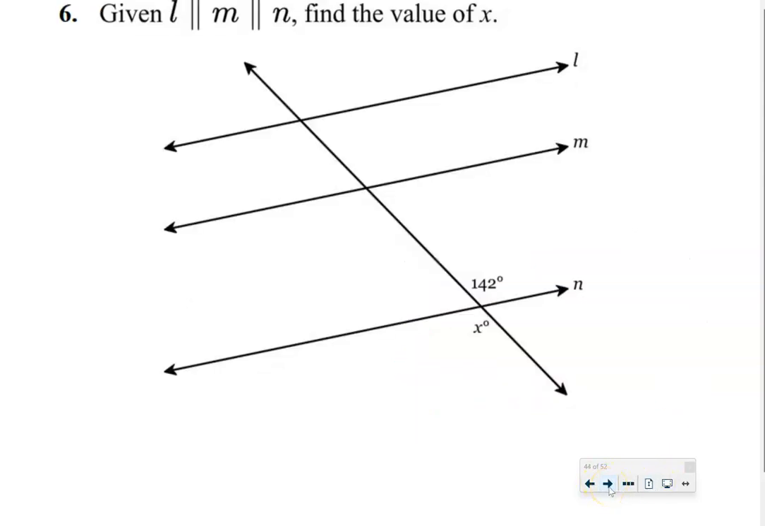All right, let's take a look at this one. All right, these are both obtuse, so they both equal the same amount.